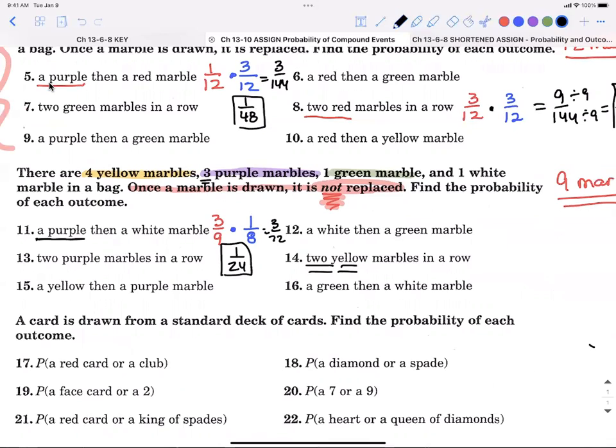Okay. Let's look at 2 yellow marbles because when you're not replacing, I want to address when you're drawing 2 of the same color. So probability of my first draw, I've got 9 marbles in the bag. I shake them up. What is my probability of drawing 1 yellow marble?